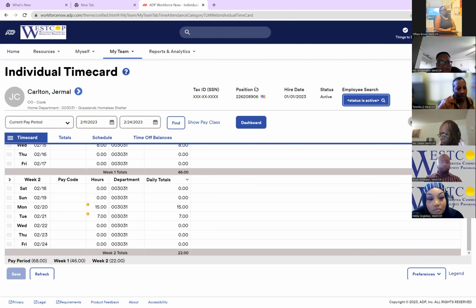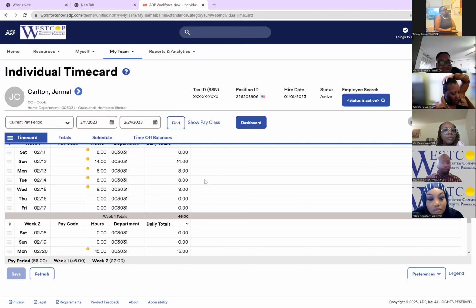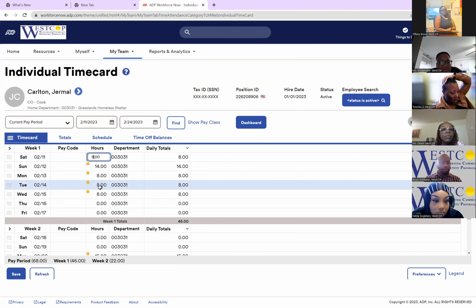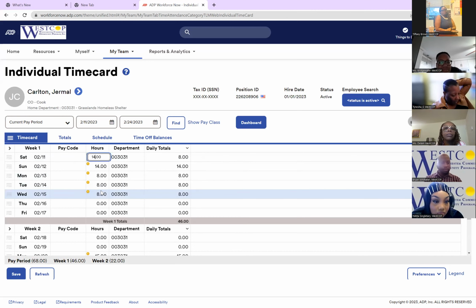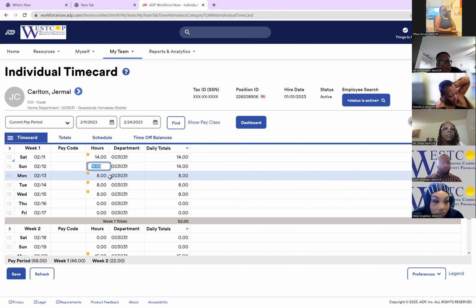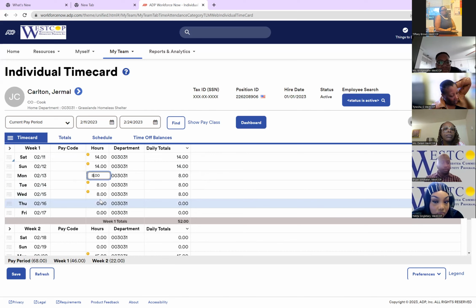Okay, I have Jamal Carlton. So for the 211, he worked 14 hours. Okay, he only has 8 up here, but go ahead. Okay, 212, it says 14. 213, it says 15. 214, Miss Sharon, do you know why he's working a double Saturday, Sunday, and Monday? Yes, he did.